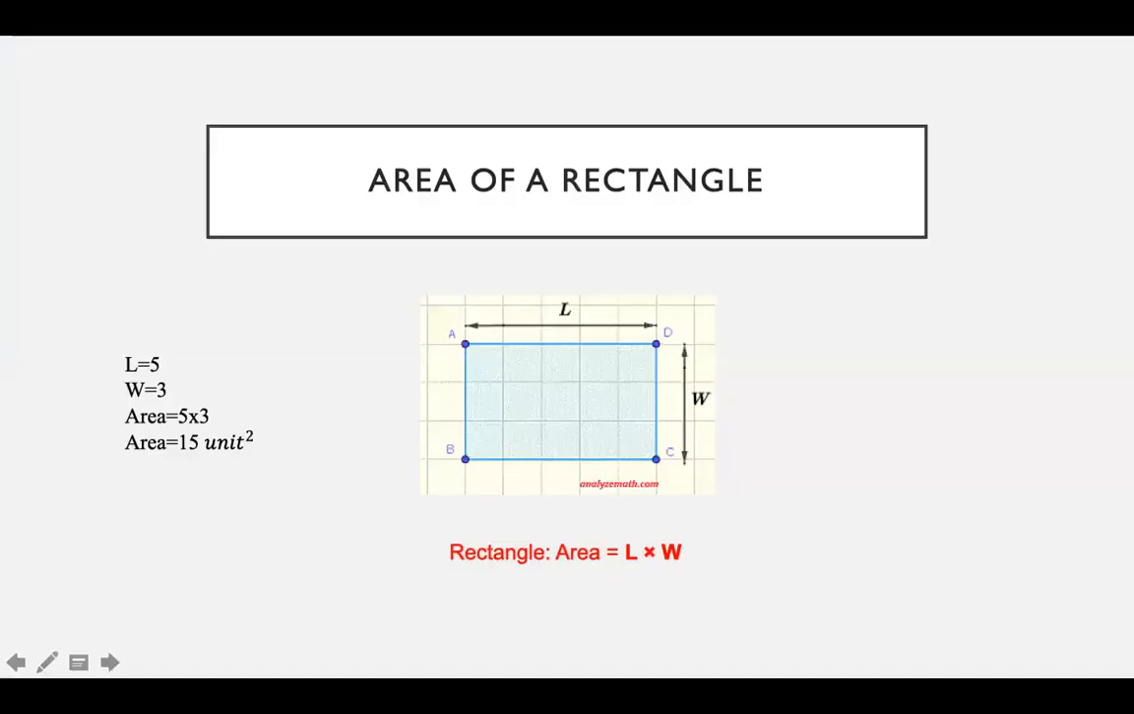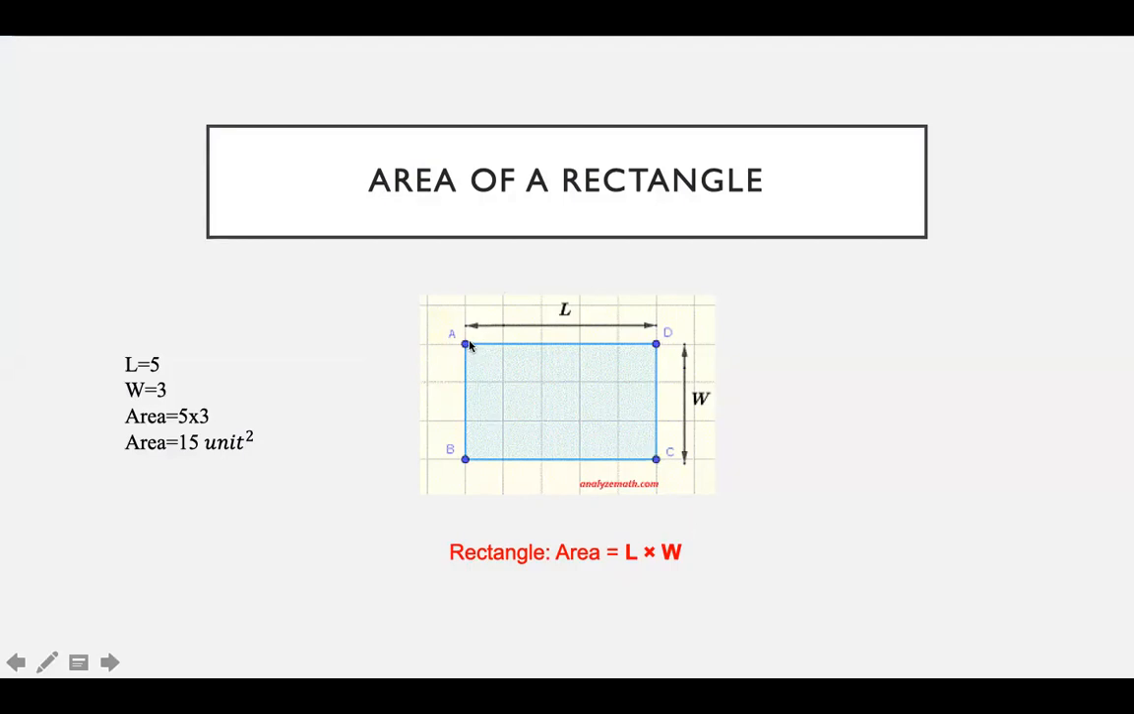So to start off, we're going to be calculating the area of a rectangle. To calculate the area of a rectangle, it's pretty simple. All you got to do is take the length times the width. So multiplying the length by the width, we can just count each individual square to get the length, and then each individual square going vertically to get the width.